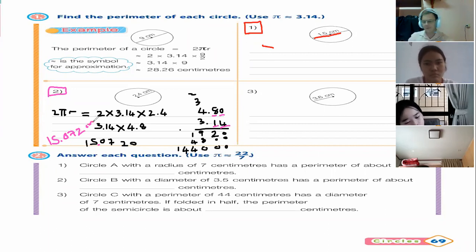Okay, do you guys agree? Is the answer correct? Are you following along? Are you testing and seeing if I'm doing it correctly? I hope so.